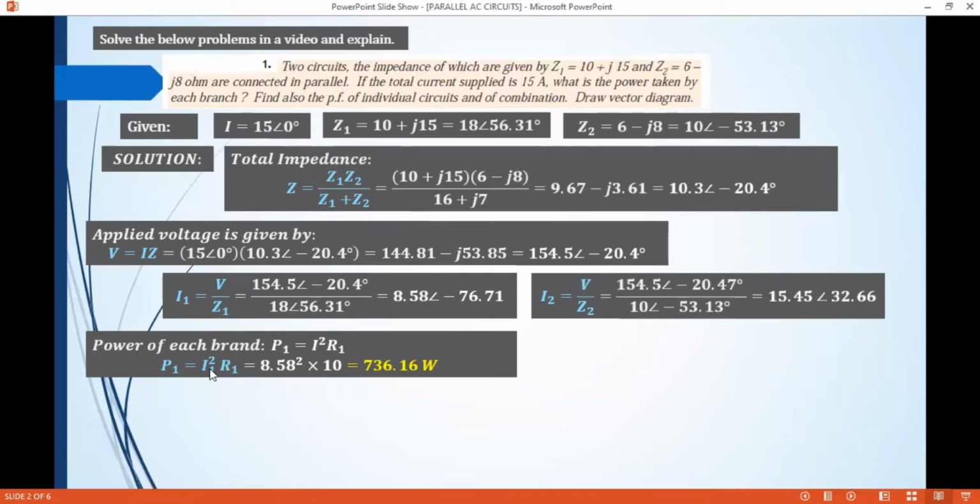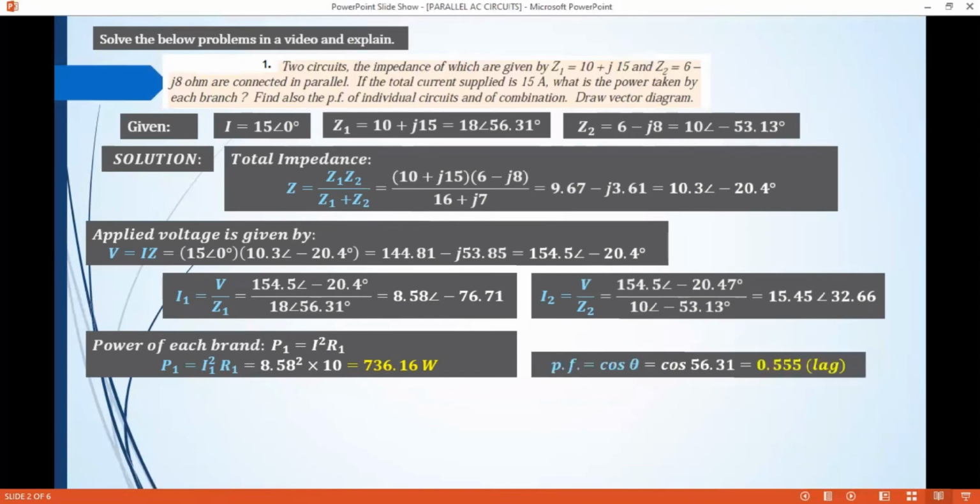So we have the I1, 8.58. So we have 8.58 squared times our resistance here from the impedance, which is 10. So 8.58 squared times 10. So we have the answer 736.16 watts. So we have watts here for the unit of our power, since it is the real power.